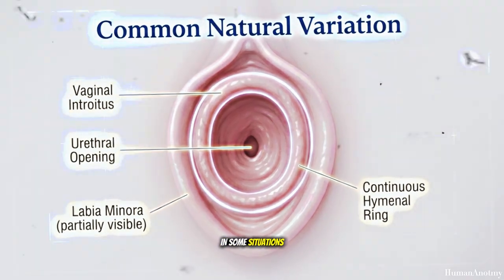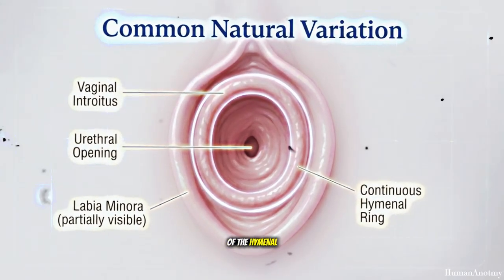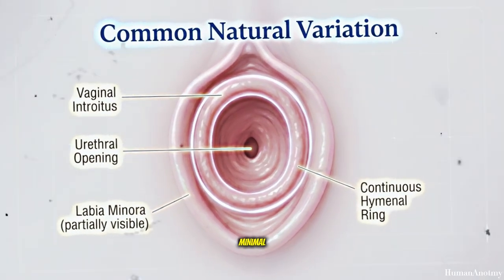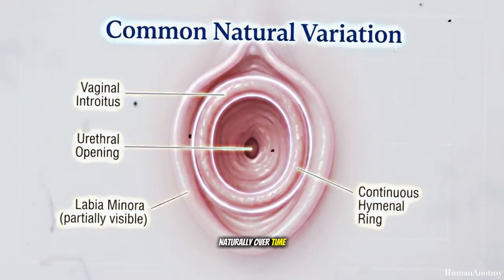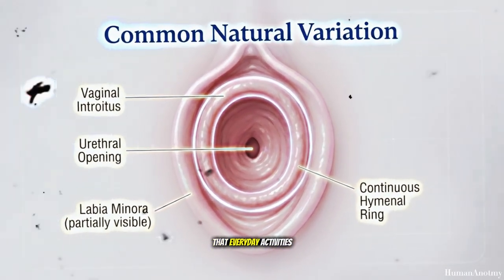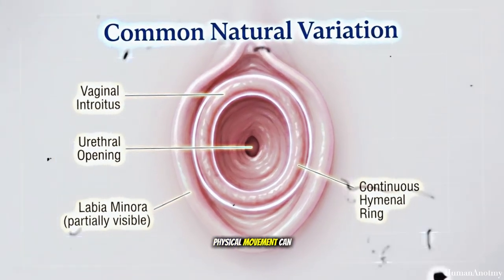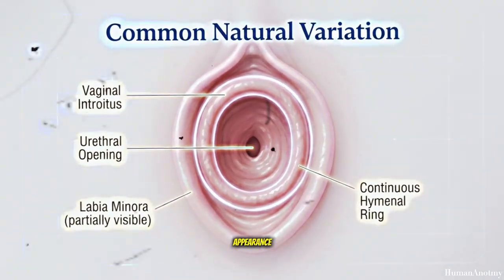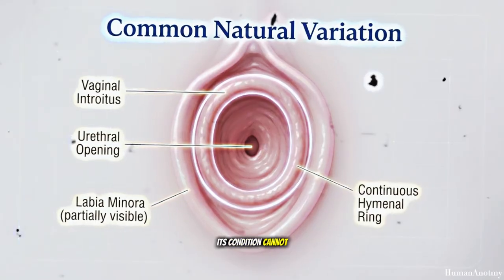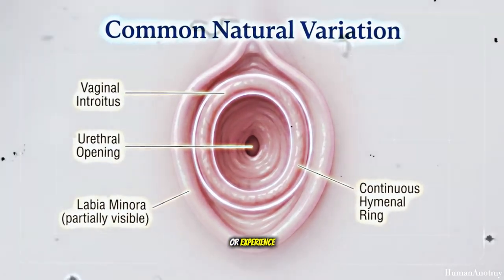In some situations, small and minor tears may occur along the edges of the hymenal tissue. These are usually minimal and often heal naturally over time without any medical intervention. It is also important to understand that everyday activities, such as sports, tampon use, or physical movement, can influence the hymen's appearance. Therefore, its condition cannot reliably indicate any specific life event or experience.